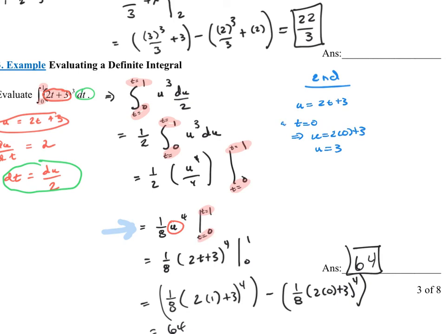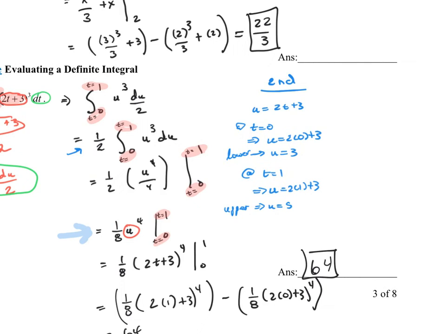And then when we looked at t equals 1, which is the upper limit, we would have had u equals 2 times 1 plus 3. 2 times 1 is 2 plus 3 is 5. So that tells me that u would equal 5. So this is my lower limit of 3, and this is my upper limit of 5. So what I could do is go back to that integral. When I rewrote that integral, I'm going to go back to this part right here where I've already substituted it in, so I've done a little bit of work.